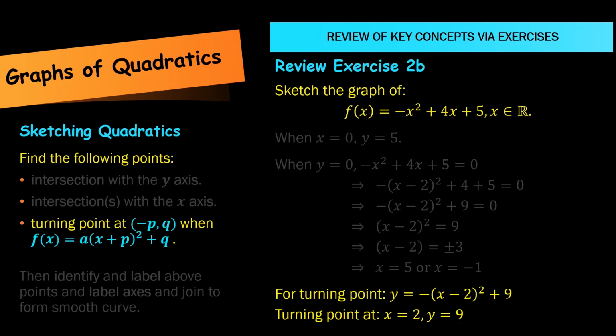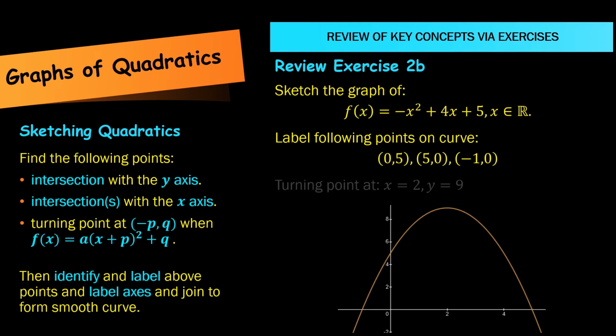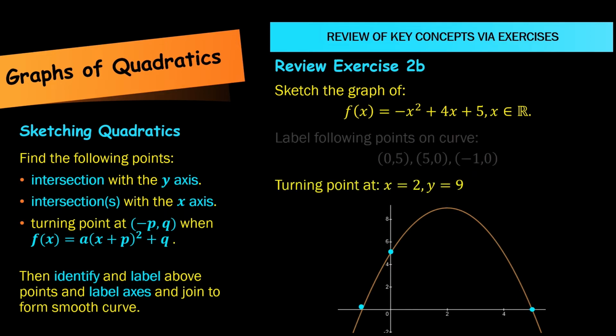So we can now sketch the graph. 0, 5 is here, 5, 0 is here, minus 1, 0 is here, and the turning point, 2, 9, is here.